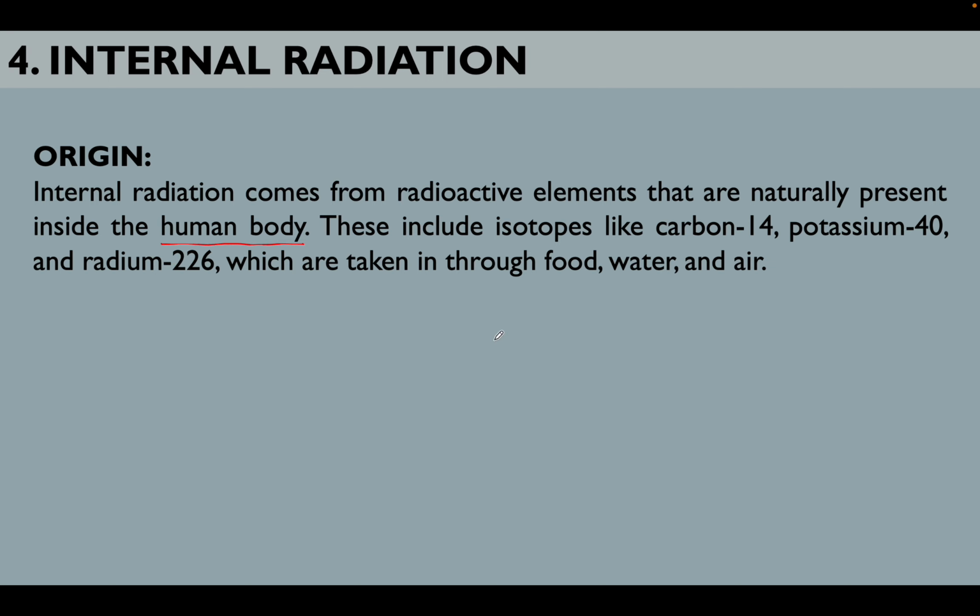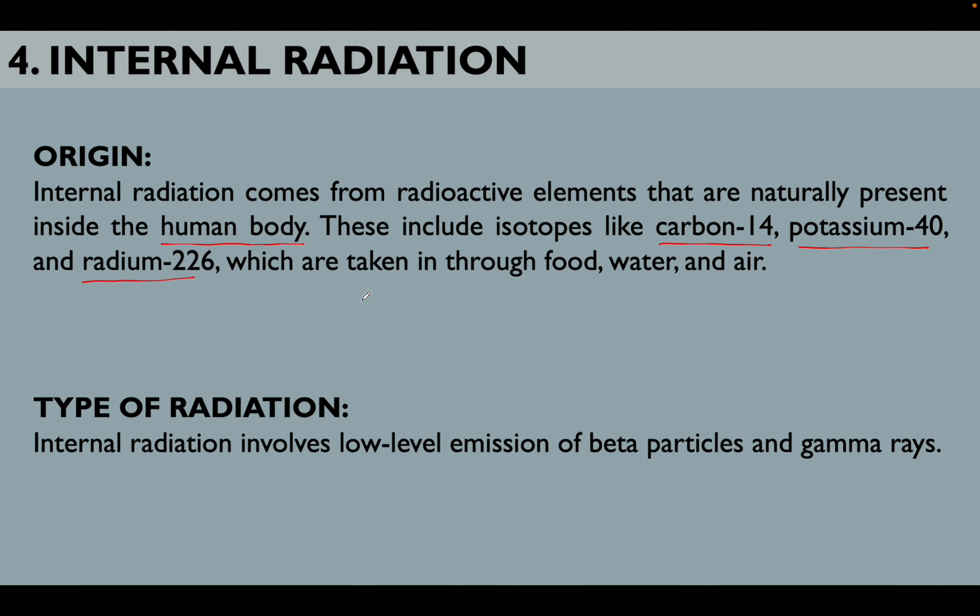So, this includes isotopes like carbon-14, potassium-40, and radium-226, which are taken in through food, water, and air. That is what we mean by internal radiation. This type of radiation involves low-level emission of beta particles and gamma rays. Although internal radiation is present throughout our lives, the levels are very low and do not pose a significant health risk under normal circumstances.